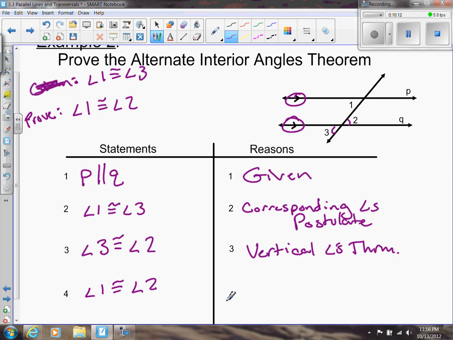Why is angle 1 congruent to angle 2? Well, angle 1 is congruent to 3. Angle 3 is congruent to angle 2. We're going to go across the 3 to the 2, right? We're skipping over the 3. Think about the train. And that's the transitive property of segment congruence.